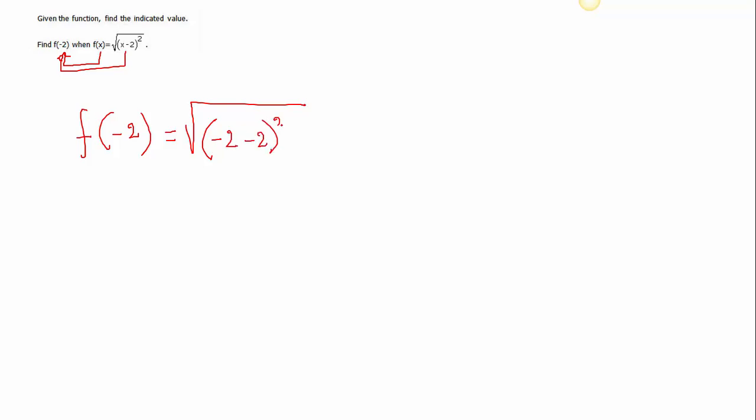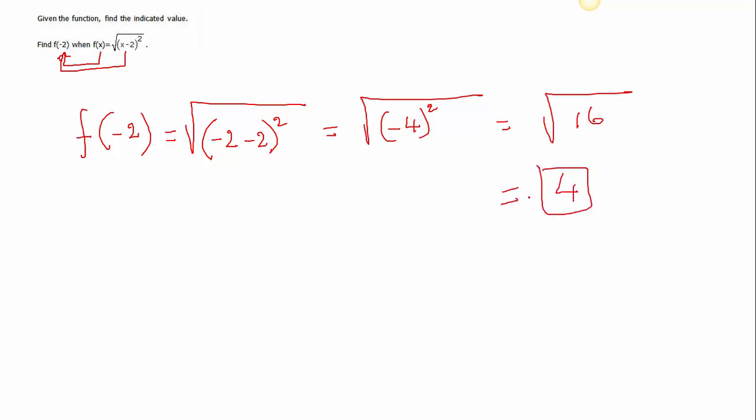Given the function, find the indicated value, f of negative 2. So by f of negative 2 means I have to replace the x by negative 2. Replace the x by negative 2. So that's going to be square root of negative 2 minus 2 quantity squared. This is equal to negative 2 minus 2 is negative 4 quantity squared. This is equal to negative 4 times negative 4 is 16, and the square root of 16 is plus 4.